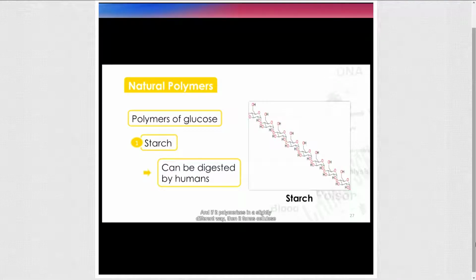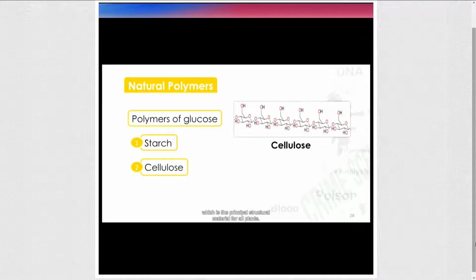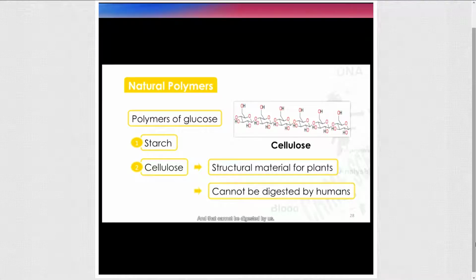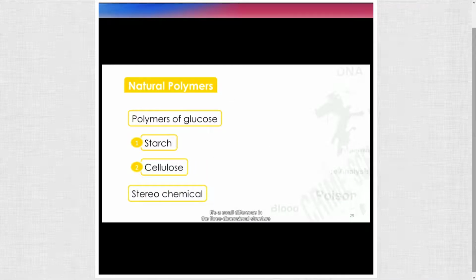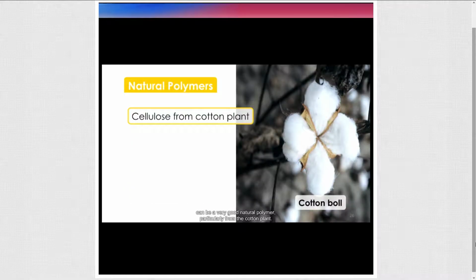And if it polymerizes in a slightly different way, then it forms cellulose, which is the principal structural material for all plants. And that cannot be digested by us. The difference in the way of polymerization is simply what we call stereochemical. It's a small difference in the three-dimensional structure of the polymer. So cellulose, the structural material for plants, can be a very good natural polymer, particularly from cotton plant. And cotton, of course, is one of the major materials that's used for making clothing.